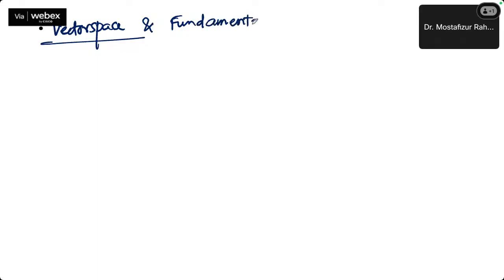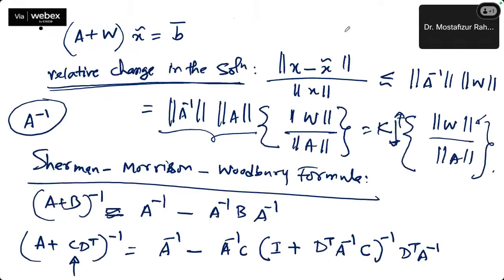So I'm pausing here for 2 minutes, and then I'll start with what I think is the most important part, vector space and fundamental subspaces. I don't have any slides, so I'll be writing everything by hand. So, any questions so far about the previous slides?